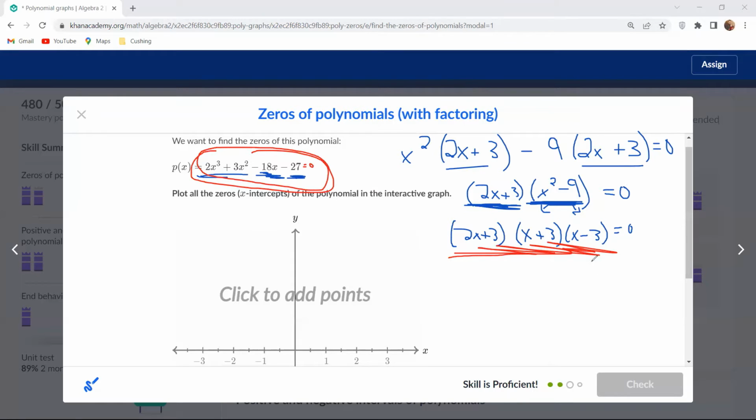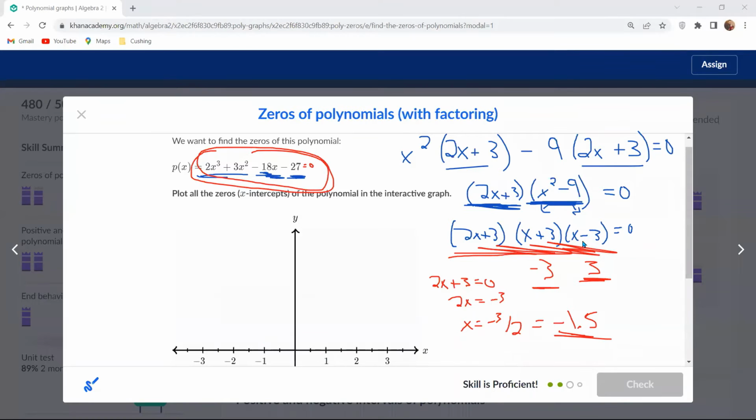So I can plug in 3. I can plug in -3. So these are 2 solutions. And then if I set this equal to 0, 2x plus 3 equals 0, 2x equals -3, x equals -3 over 2, which is -1.5. So my 3 answers are 3, -3, and -1.5. So let's go ahead and graph those. So 3, -3, and -1.5.